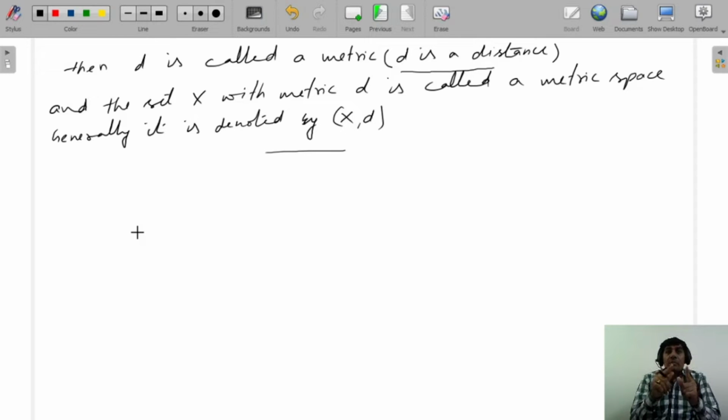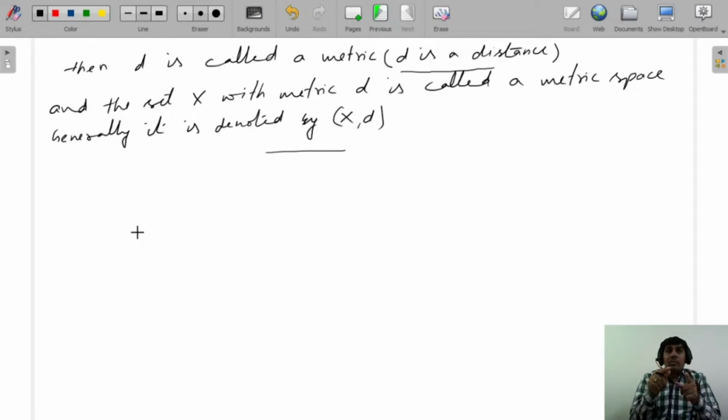Second property, d(x,y) is equal to 0. That means the distance between any 2 points is 0. Therefore, these 2 points coincide with each other. That means these 2 points are the same, that means x is equal to y. If these 2 points are the same, that is x is equal to y, then the distance between them is always 0. So, second property: d(x,y) is equal to 0 if and only if x is equal to y.